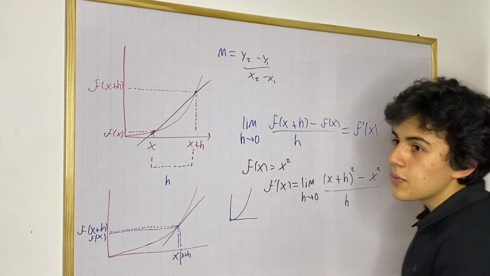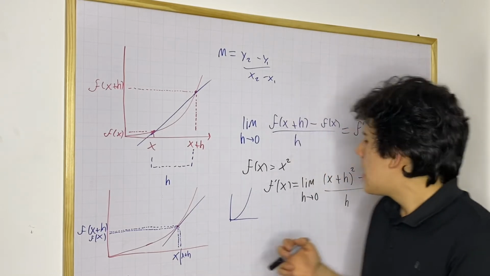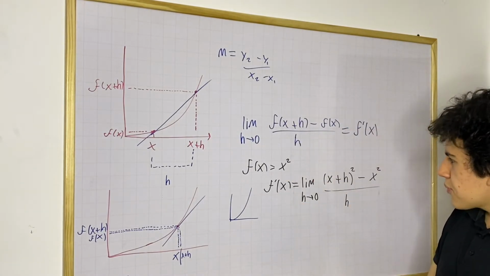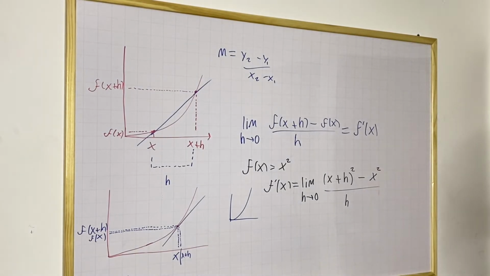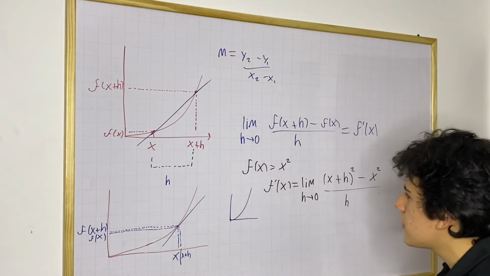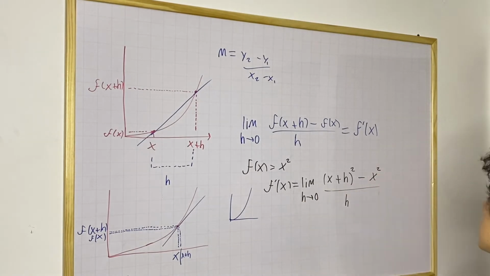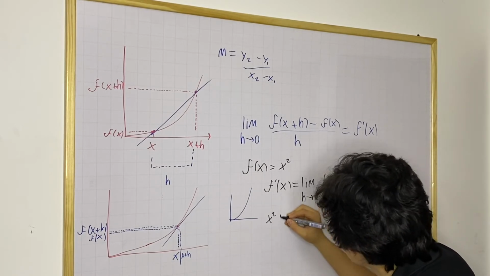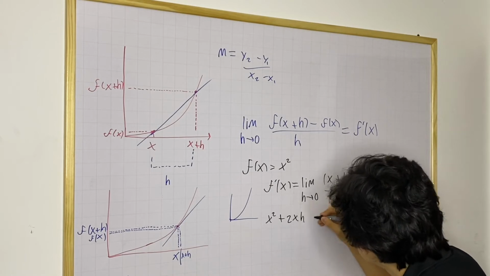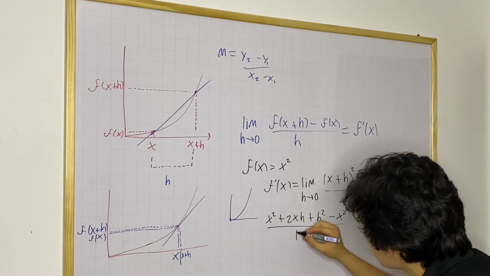Now this clearly involves using some algebra, maybe not a lot, algebra that you should know by now, but you just need to solve this, okay? Now I'm going to do the definition actually. So let's solve this. We could take this as a difference of squares, but it's actually better to expand. So we're going to have x squared plus 2xh plus h squared minus x squared. All of this is going to be divided by h.